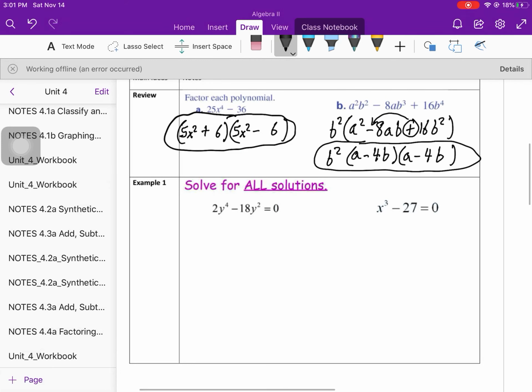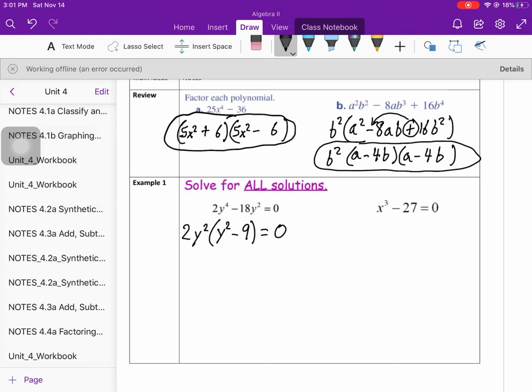Now look at the difference for example 1. Solve for all solutions. It's equal to 0. Whenever we're solving, we want to get it equal to 0. The first problem here, 2y to the fourth minus 18y squared, notice that we can factor some stuff out. We can take out a 2 from both terms, and we can take out a y squared. Then we're left with y squared minus 9 equals 0.